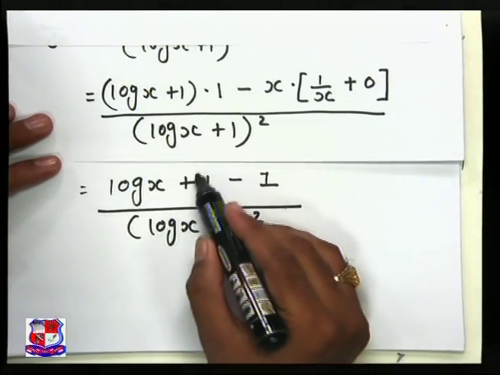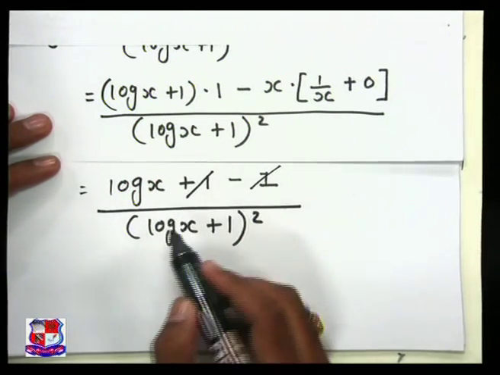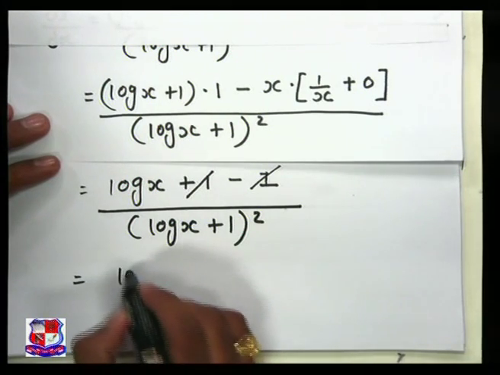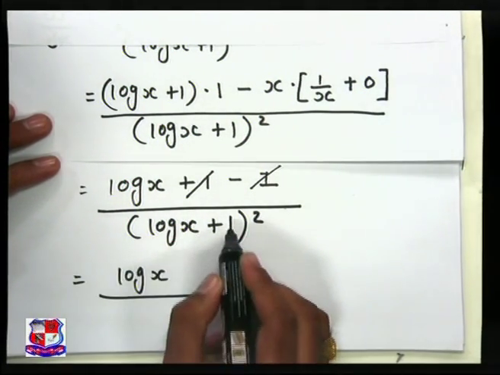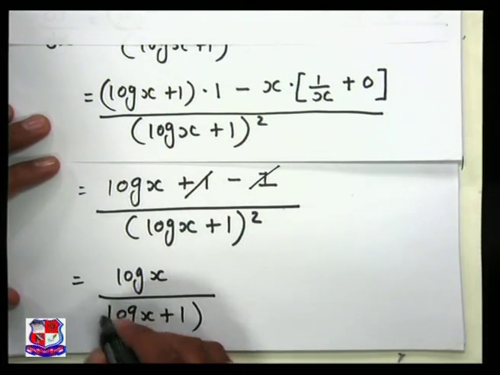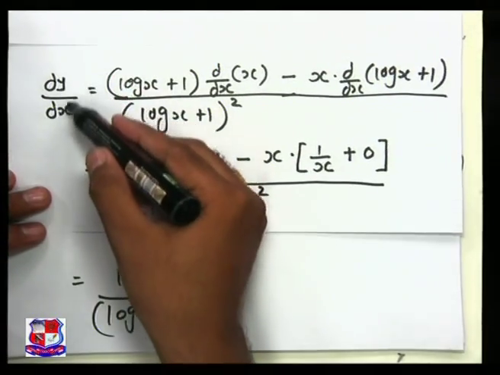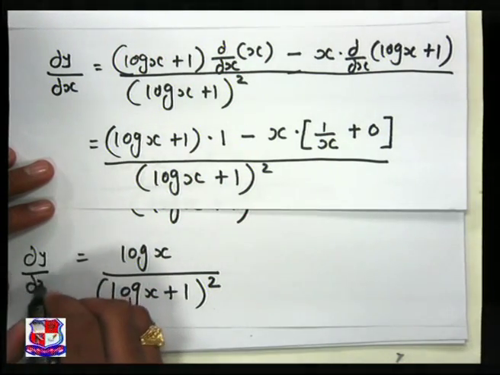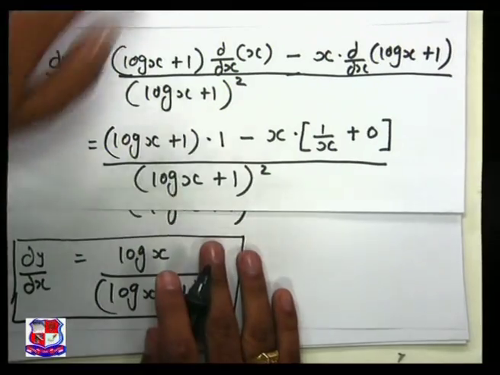Now in the numerator, plus 1 and minus 1 both cancel out, and the result is log x upon log x plus 1 whole square. This is nothing but dy by dx, and this is our final answer, which we wanted to prove.